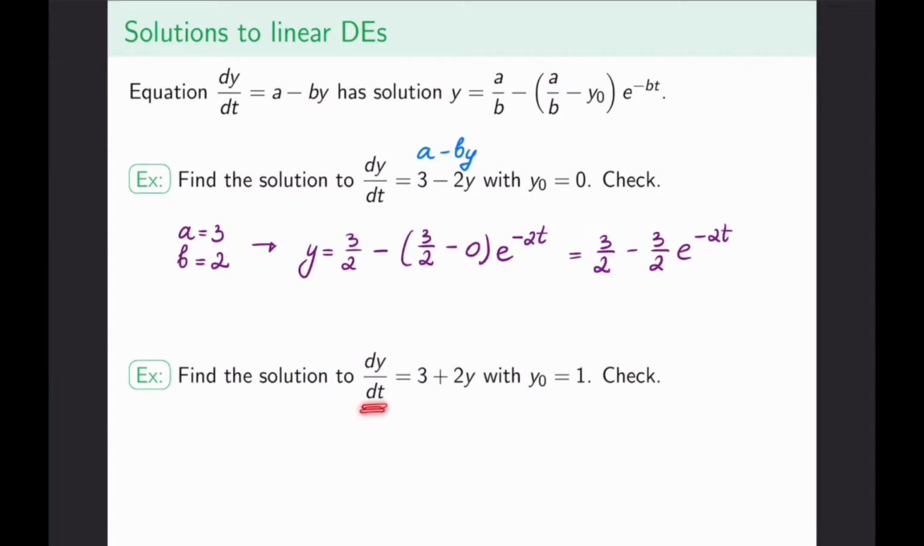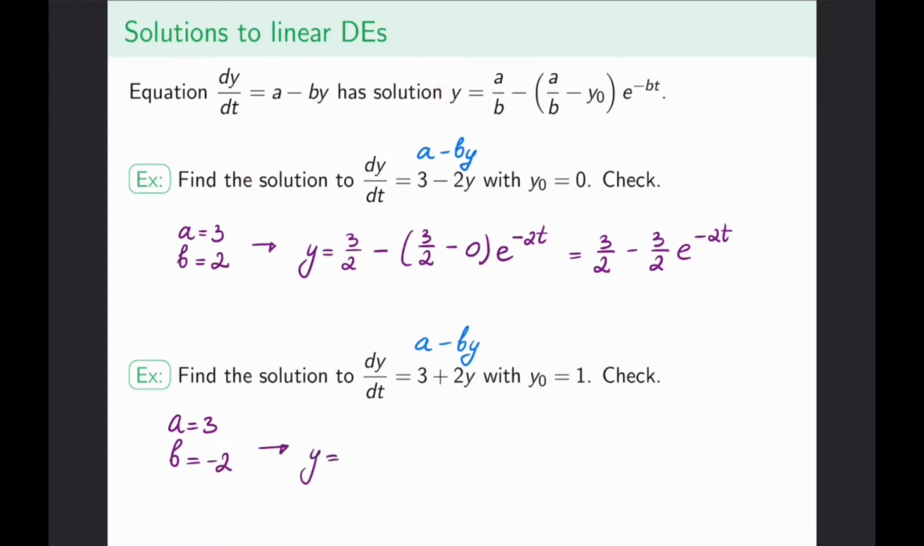So I have y prime is equal to 3 plus 2y. So again, for the first few, before you get a hang of it, I recommend that you write the general form on top of it just to see what the a and the b are, because here it makes it very clear that a is 3, but b now has to be minus 2, because the general form has a minus inside of it. So a is 3 still, but b is now negative 2. And this will, of course, affect how you plug them into the formula.